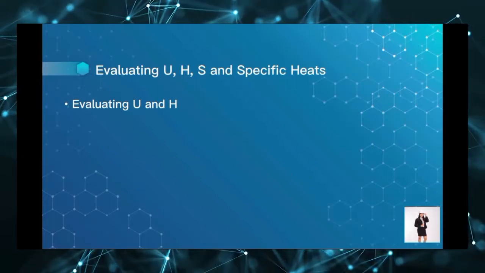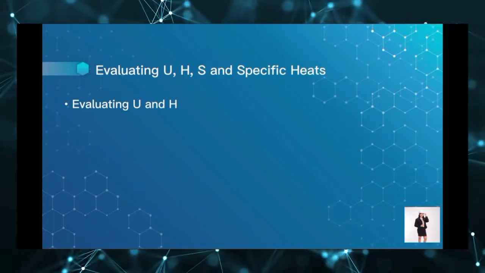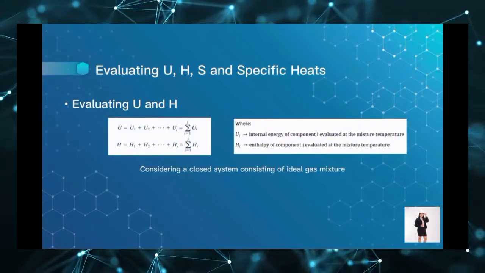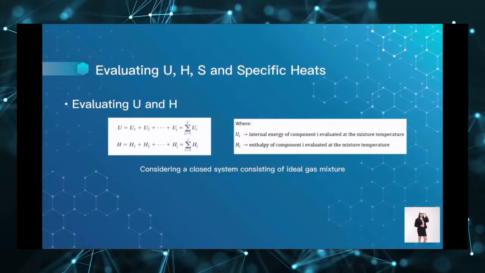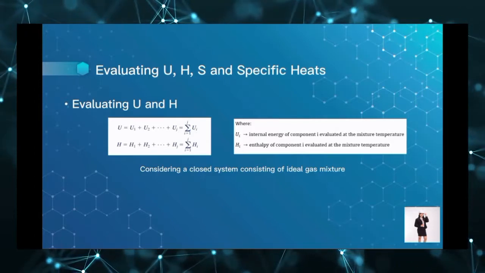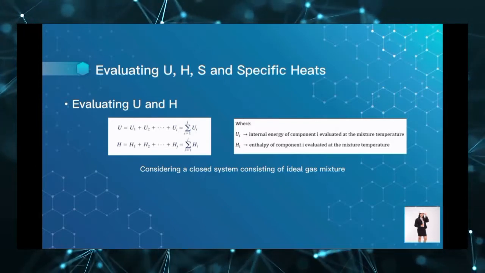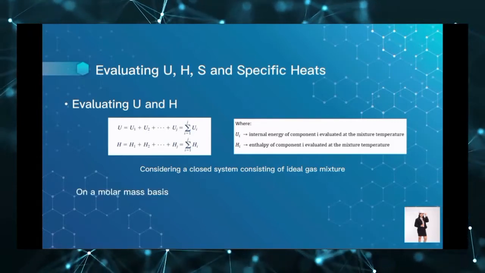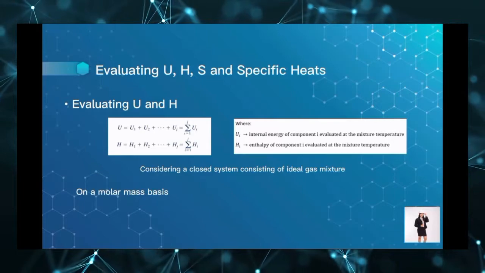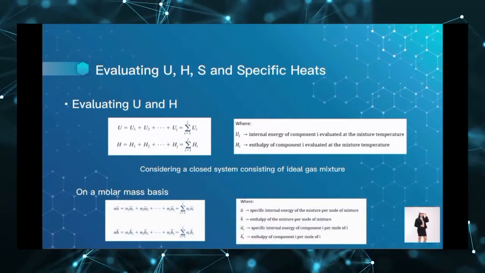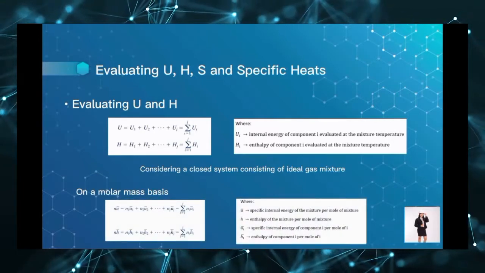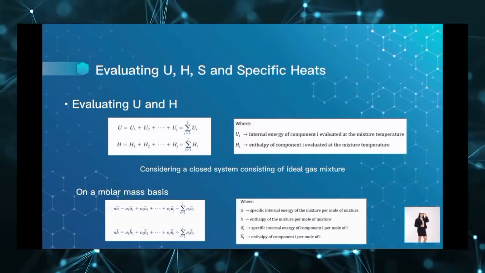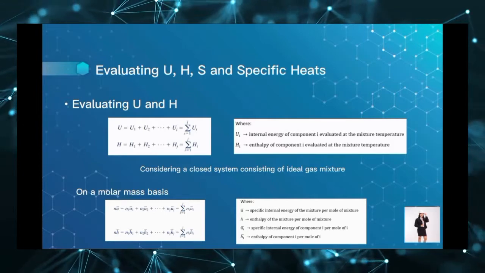So the internal energy and enthalpy for ideal gases can be expressed as follows. Based on these two expressions, we can say that these two properties can be found by adding the contribution of each component at the condition at which the component exists in the mixture. On a molar mass basis, these two equations can be rewritten as follows. Now, if we divide each component by the total number of moles of mixture, we obtain the specific internal energy and enthalpy of the mixture per mole of mixture.